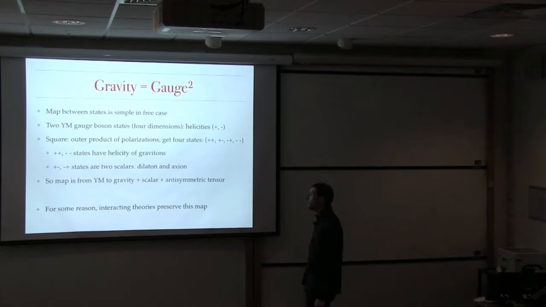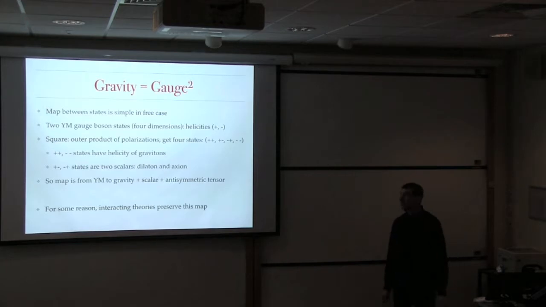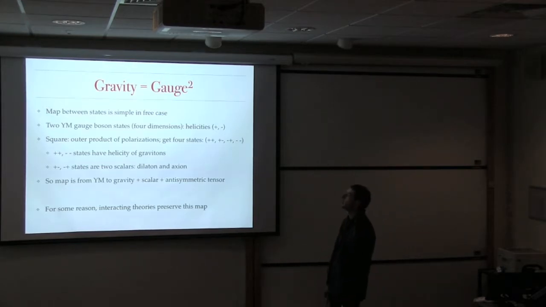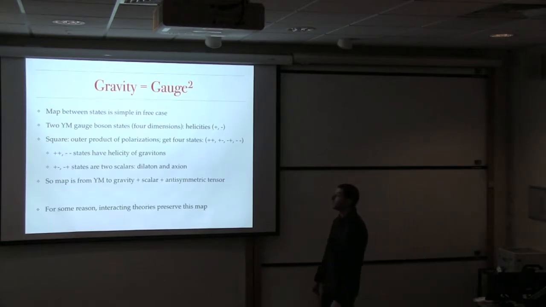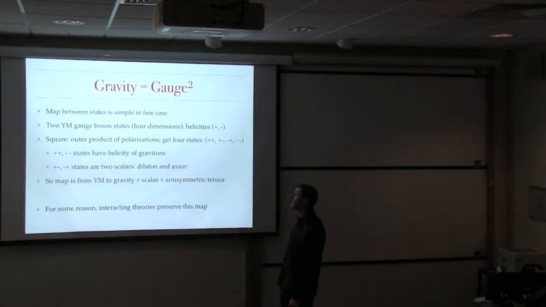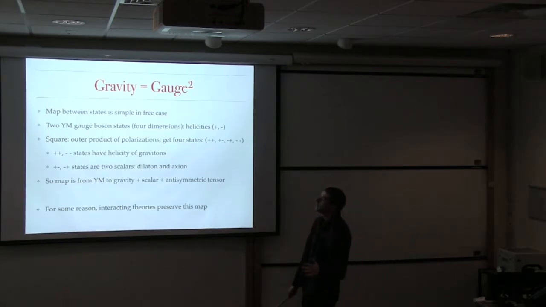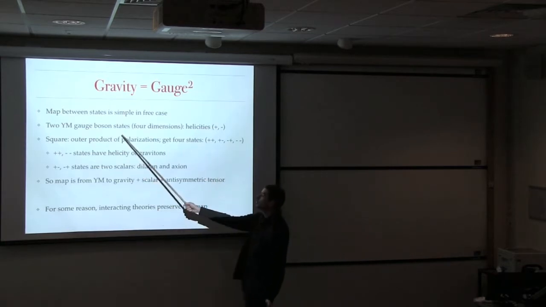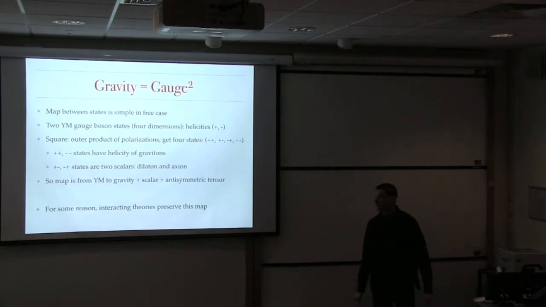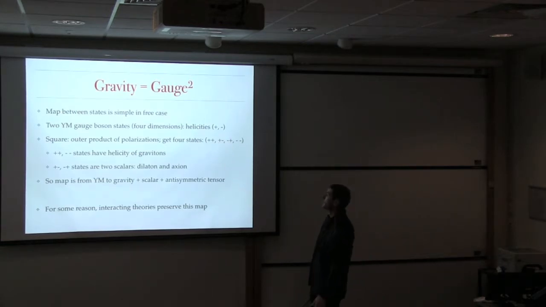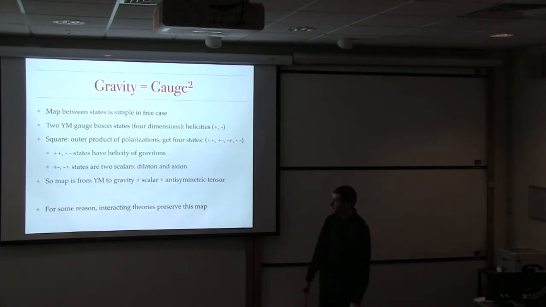Now, I want to spend a little time discussing the precise nature of the map between gauge theory and gravity in its simplest form. The simplest version is just to consider the free theory. On the gauge theory side, there are two kinds of massless vector bosons you can consider: bosons with helicity plus or helicity minus, the two different polarization states of these gauge bosons.